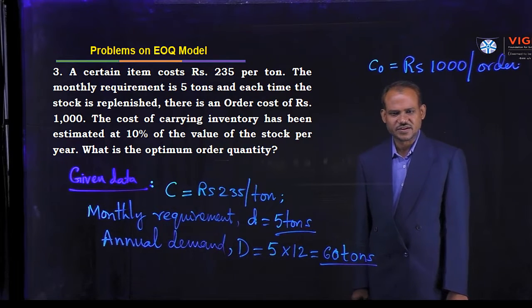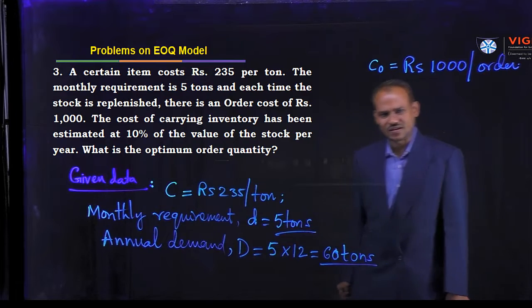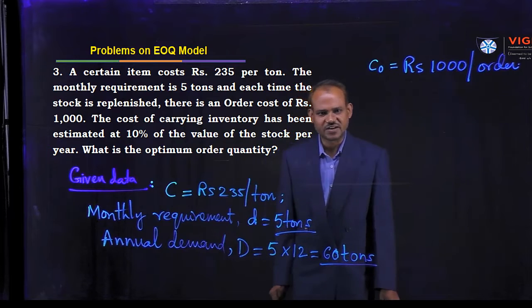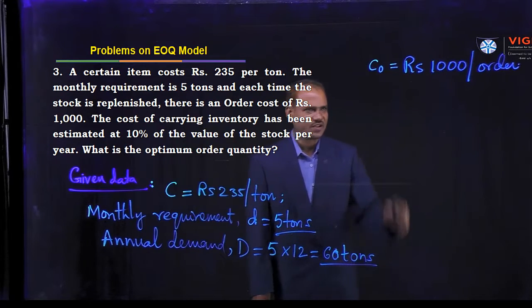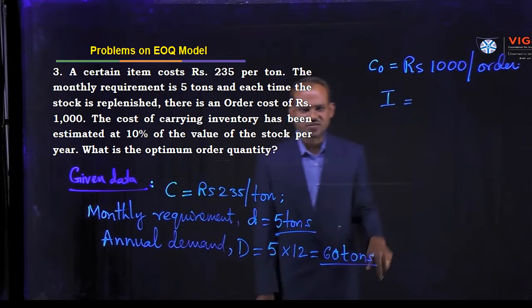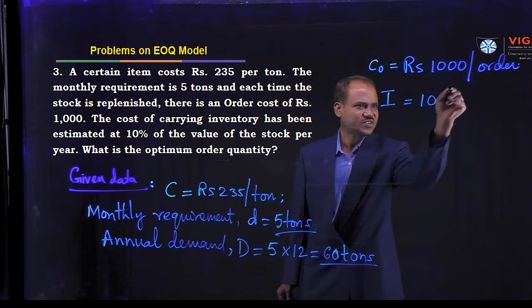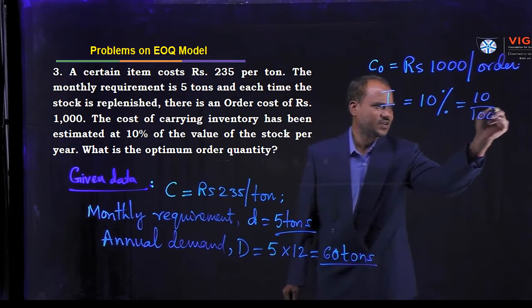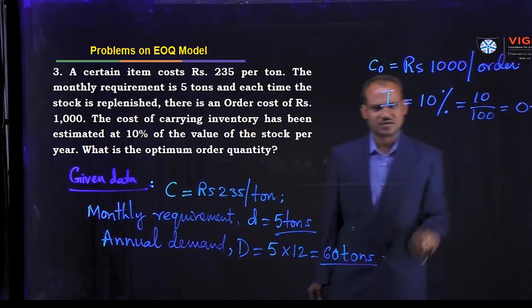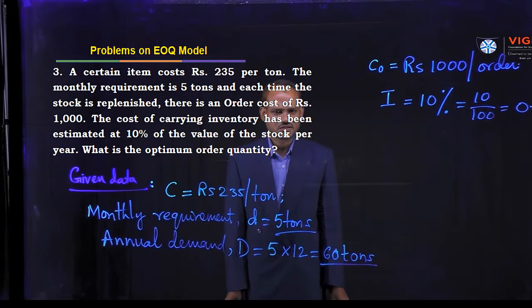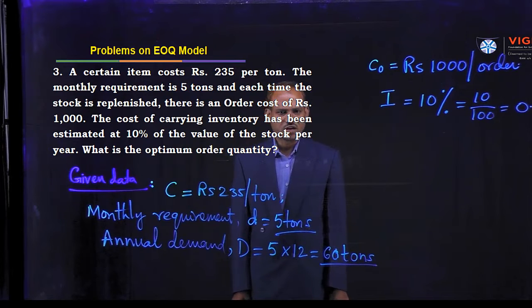Next sentence, the cost of carrying inventory has been estimated at 10% of the value of the stock per year. That means carrying cost represented in percentage value is given as 10%. 10% means 10 by 100, that is equal to 0.1. Okay, I value is given. Next, what he is asking, what is the optimum order quantity?